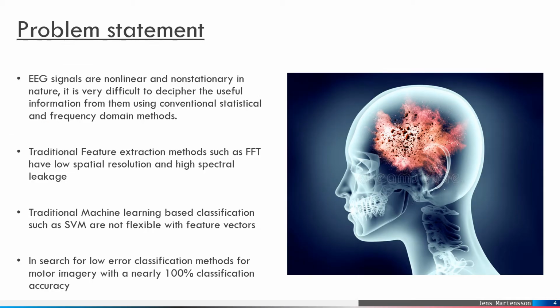Some of the problem statements that I face are that EEG signals are non-linear and non-stationary in nature, meaning it's very difficult to decipher useful information from it using conventional statistical and frequency domain methods. Also, traditional feature extraction measures such as fast Fourier transform have low spatial resolution and high spectral leakage. Traditional machine learning methods such as SVM are not flexible. Their feature vectors mean that they can only get specific features that are given to them. And also, we are in search of a low error classification method that has nearly 100% classification accuracy.